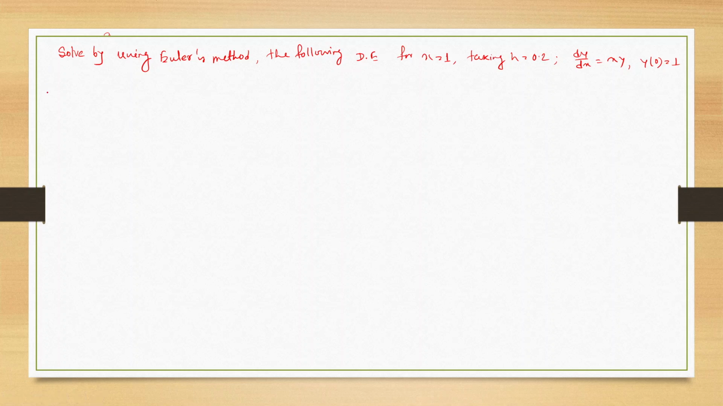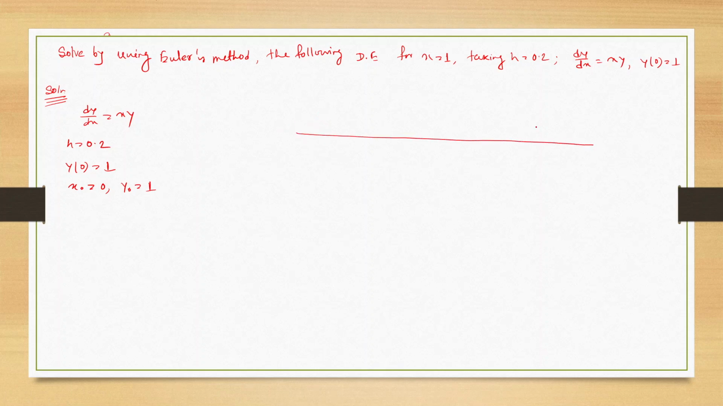Now I am just going to solve this equation. See here, this is the question: dy/dx = xy. It is given that h = 0.2 and y(0) = 1. So from here we can say that x0 = 0 and y0 = 1. Now I have to construct a table for solving the differential equation.